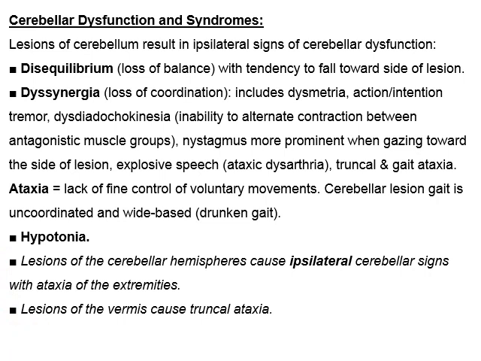If the patient has a lesion in the vermis, it will cause truncal ataxia. That means he will not be able to hold his trunk steady, but it will be swaying to the sides.